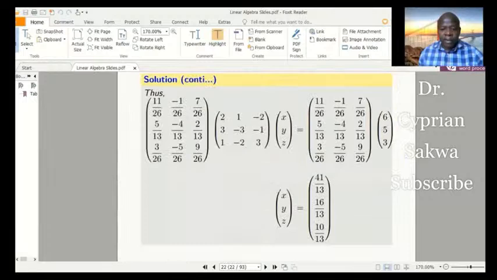And as I've already explained in the previous example, these two give us the identity matrix. And the identity matrix times this x, y, z gives us x, y, z. And when you multiply the right-hand side, this is what we got. So this becomes the solution to the system that we are given. And the method that was used is the method of finding the inverse of the matrix.